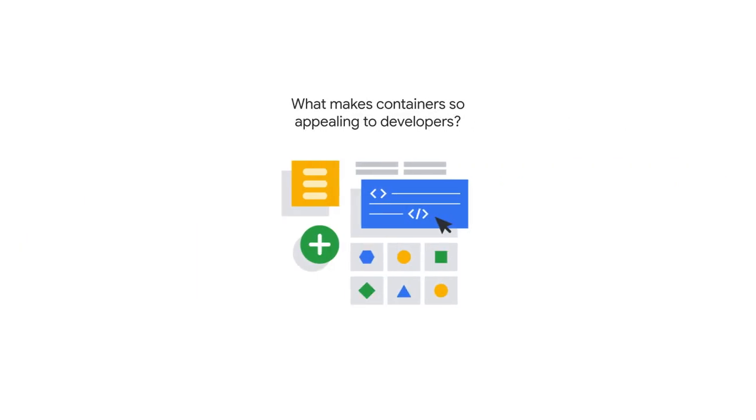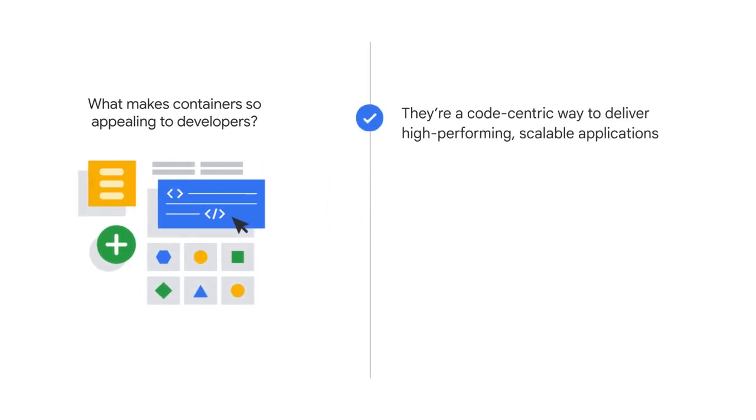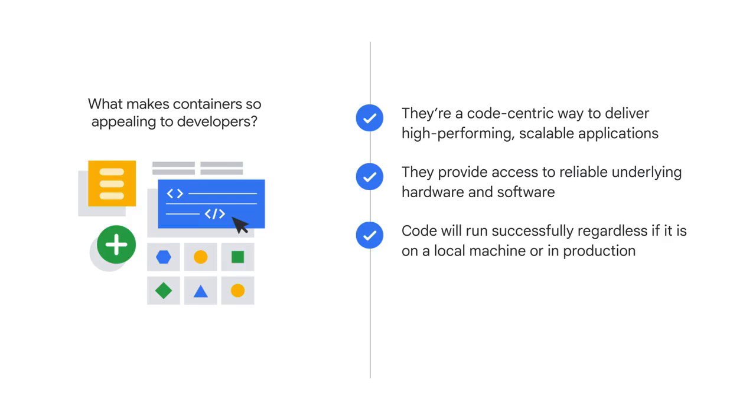But what makes containers so appealing to developers? First, they're a code-centric way to deliver high-performing, scalable applications. Second, containers provide access to reliable underlying hardware and software. With a Linux kernel base, developers can be confident that code will run successfully regardless if it's on a local machine or in production. And if incremental changes are made to a container based on a production image, it can be deployed quickly with a single file copy. This speeds up development.